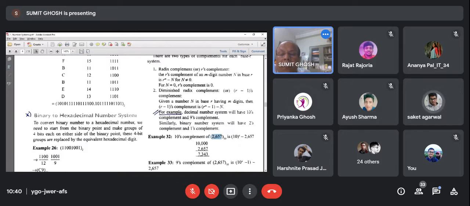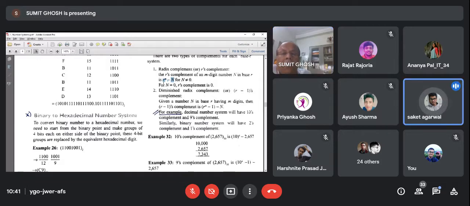4. Very good. And what is n in this case? 2657. Very good. So the tens complement of 2657, I have to put in this formula. Don't look down. Tell me, what is the tens complement of 2657? What can I write for this?